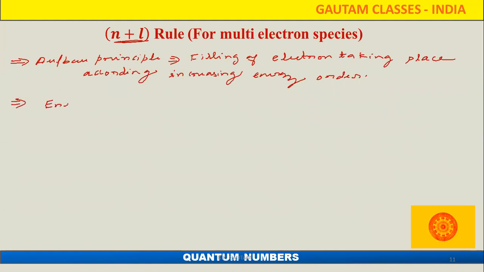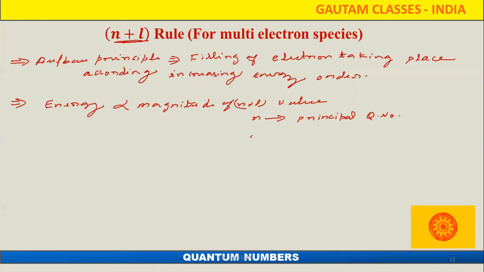energy is directly related to the magnitude of what? The n plus L value. Where n is our principal quantum number. And L is the azimuthal quantum number. So those having the higher n plus L value will fill at the end. Lower n plus L value orbitals will fill first.